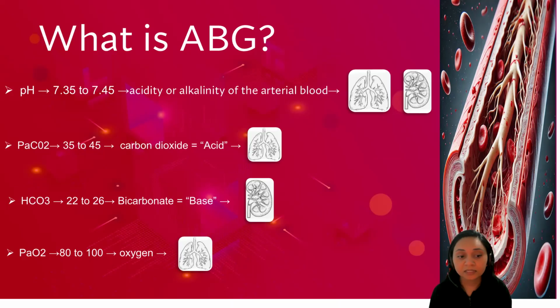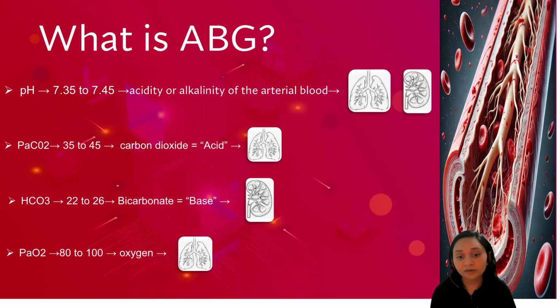Last but not least, PaO2, which is the oxygen. The normal value is 80 to 100 and which is regulated by lungs. Now, when we are working with acid base analysis or interpretation, the values we look at are pH, PaCO2, and HCO3. We don't usually look at PaO2, but the number of PaO2 will give us an idea whether the patient is having hypoxemia or not.